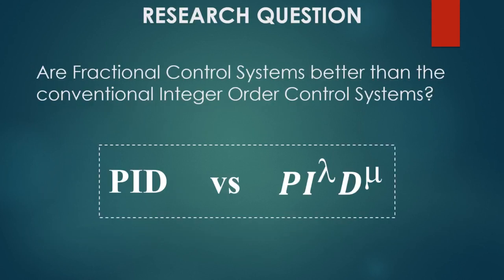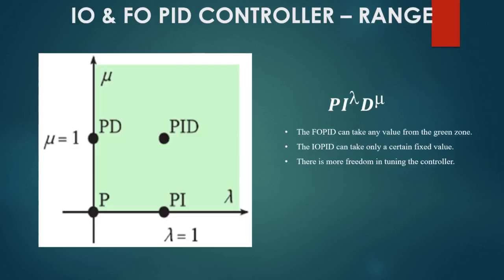So we would be making a comparative analysis between an integer order PID controller and a fractional order PID controller. The reason a fractional order PID controller is expected to outperform the classical integer order PID controller is the range of values that it can take, which are represented by the green shaded region in this image. Also, the various types of integer order controllers are represented by specific points, which means that they can take only a certain fixed value. Whereas a fractional order PID controller has more degrees of freedom, which results in better performance of the system under consideration.